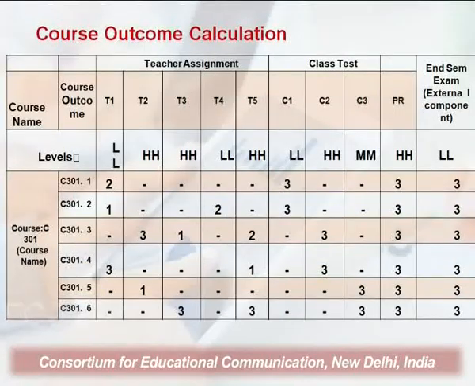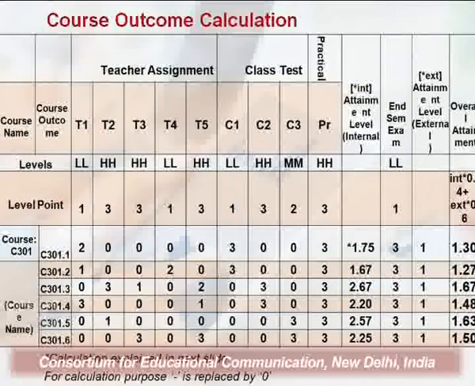Let us now do the course outcome calculations, which are also very important. On the left hand side, we have a vertical column with the course name, followed by the course outcomes, then the teacher assignments, followed by the class test, and then the end semester exam component. Similarly, the same scale of 3 to 1 and HH, MM, LL is given, and if you see the end exam, it is 3, 3, 3, 3, that is, the level of attainment is high.